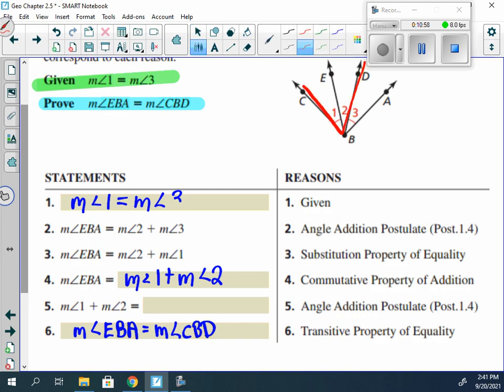CBD, what two angles add together to give me CBD? 1 and 2. So on step 5, measure of angle 1 plus the measure of angle 2 would be the measure of what? CBD. Yes. And now because of our transitive property, since we have 1 plus 2, the same as 1 plus 2, so those two angles are equal. That's it. Questions on this here?